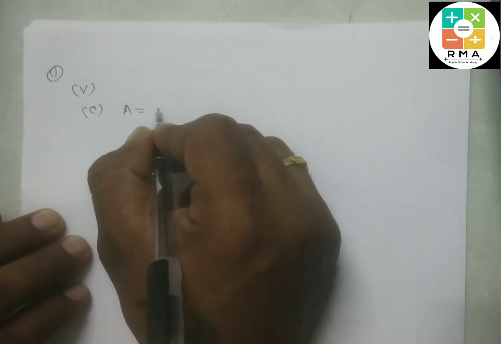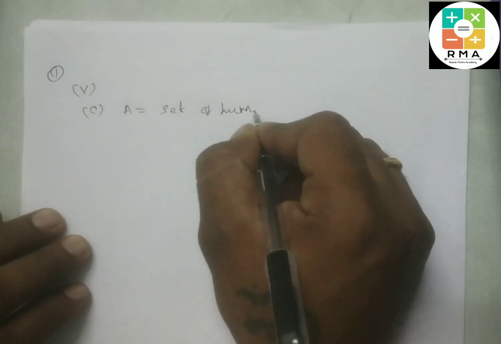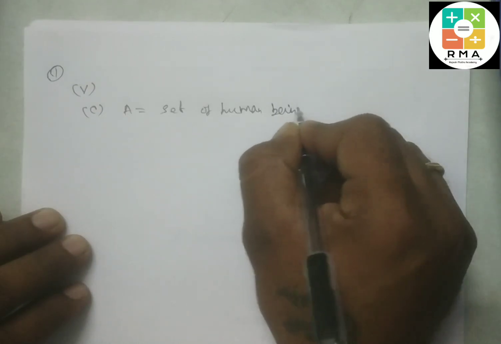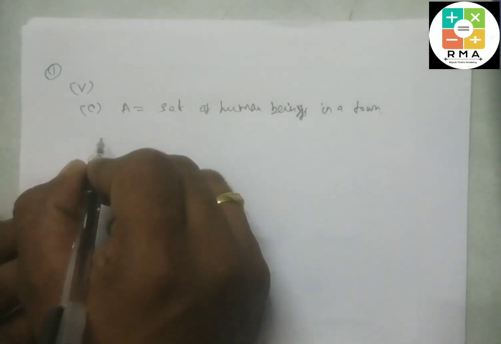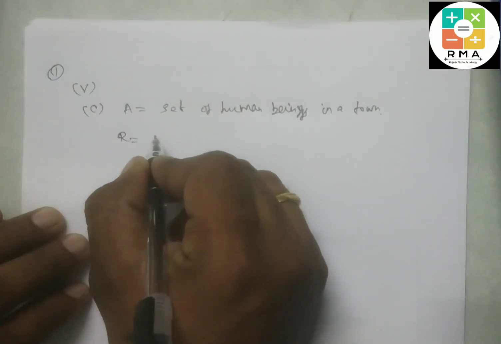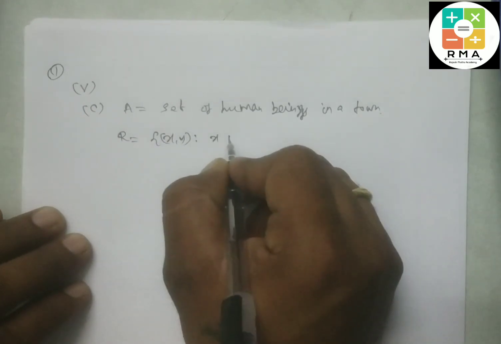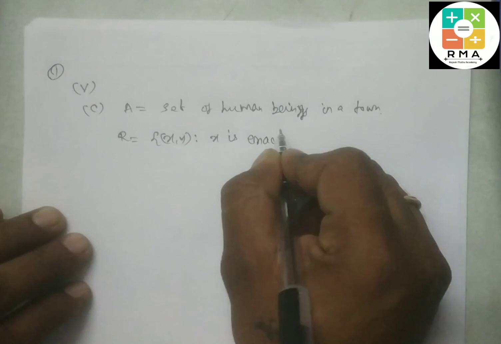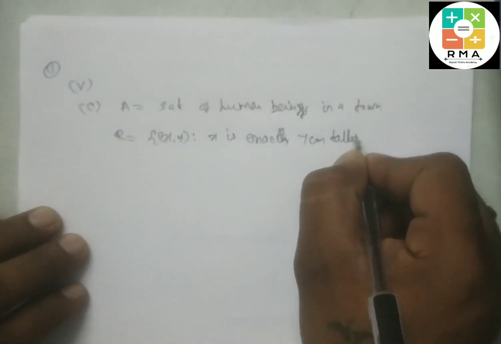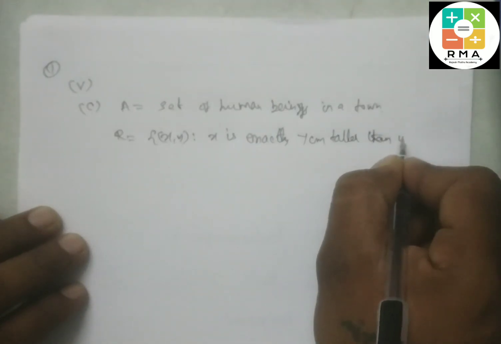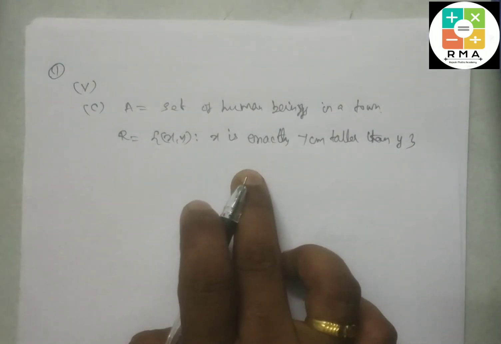Set A equals the set of human beings in a town. Relation R is defined here: the ordered pair x comma y, where x is exactly 7 centimeter taller than y. This is the question given.